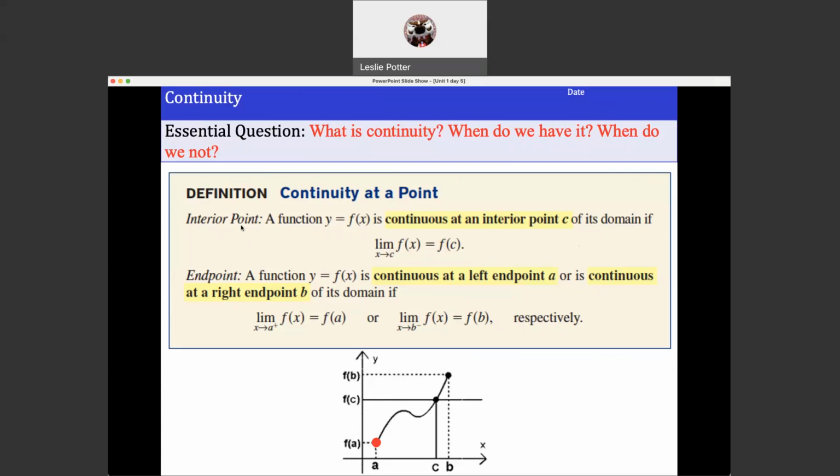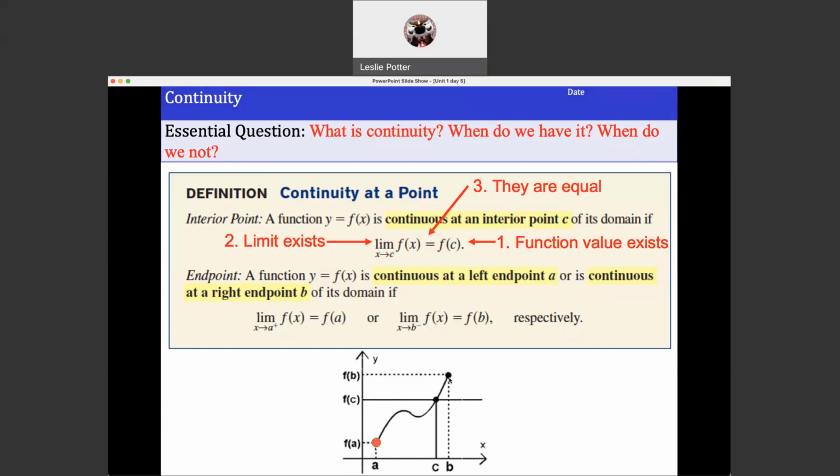Now the reason why we talk about the endpoints differently is because we know limits are two-sided, but if we're at an endpoint, like here, okay, limit exists, function exists. If we're at an endpoint, here A or here B, then we're looking at a one-sided limit.